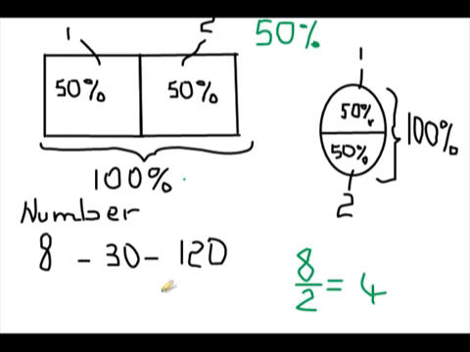50% of 20, half of 20, that gives you 10. Any value. I guess this is easy. Let's go to another one.